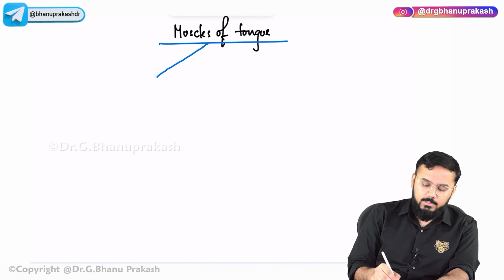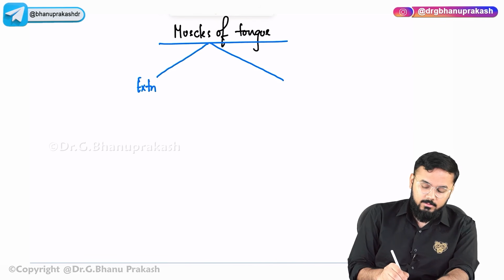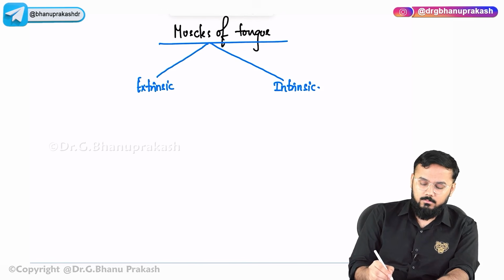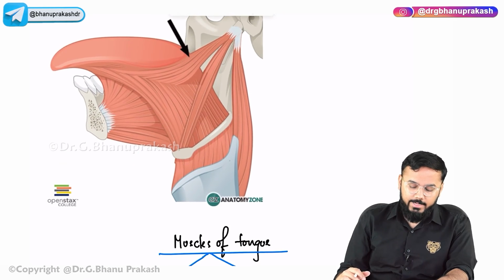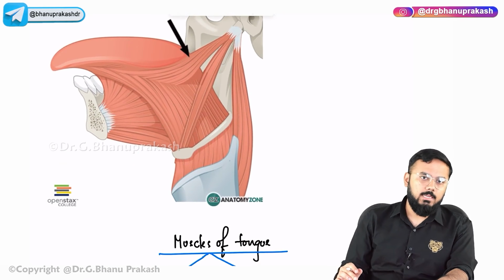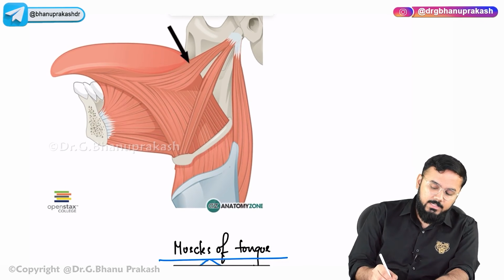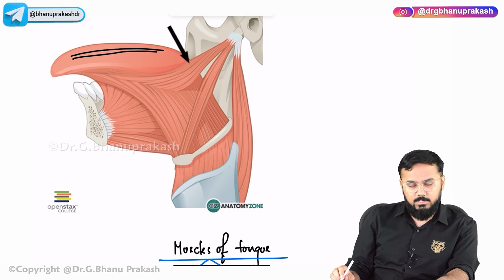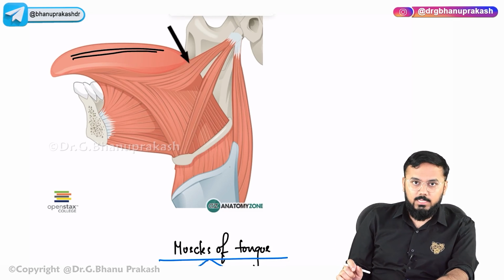Now, the muscles of tongue are divided into two groups. One is called as extrinsic, another one is called as intrinsic. Now, when it comes to the extrinsic muscles, look what are the different muscles that are located over here. For example, the muscles which are present deep inside the tongue are called intrinsic muscles. Muscles which are supporting the tongue or present outside the tongue are called as extrinsic muscles.